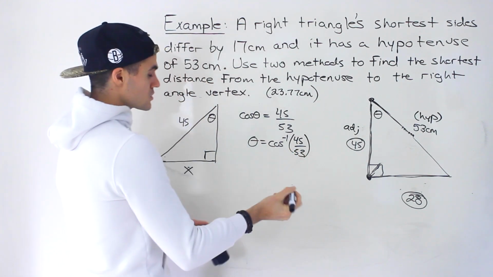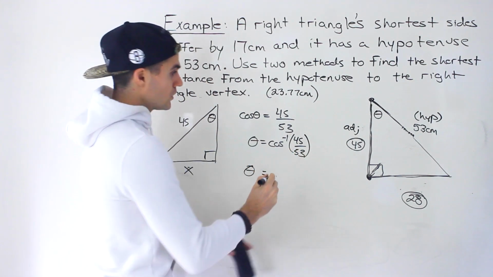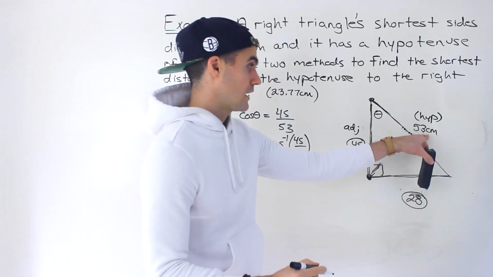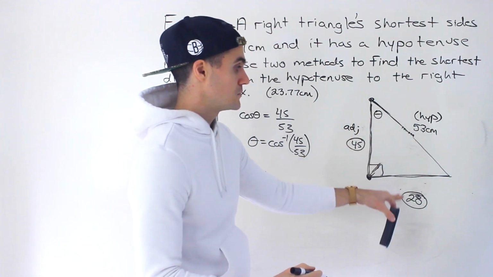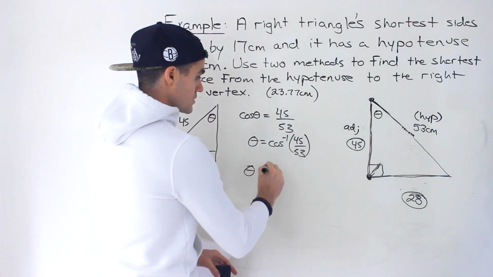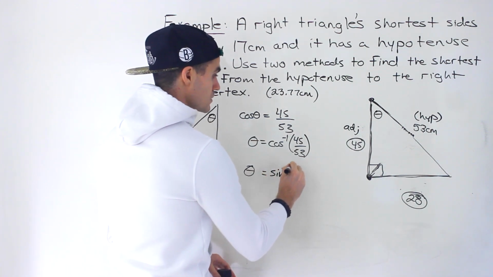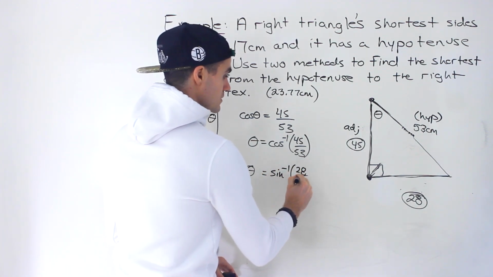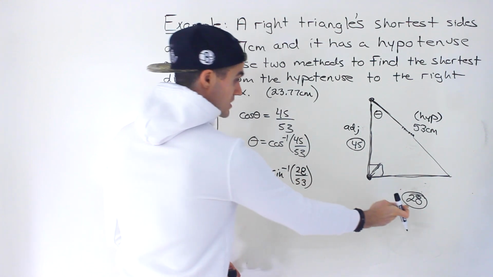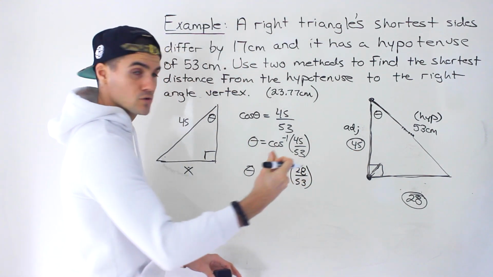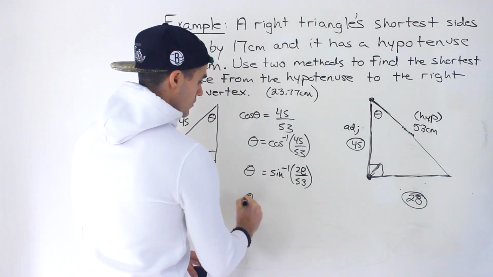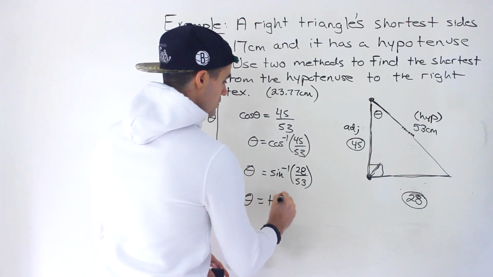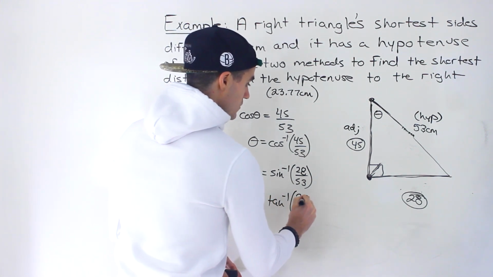But you can also use the opposite and the hypotenuse. So then you would use sine, right? Sine of theta would be 28 over 53. So the theta would be sine inverse of 28 over 53. Or you could use the opposite and the adjacent side, which would use tan. Tan theta equals opposite over adjacent. So then theta is tan inverse 28 over 45, right?